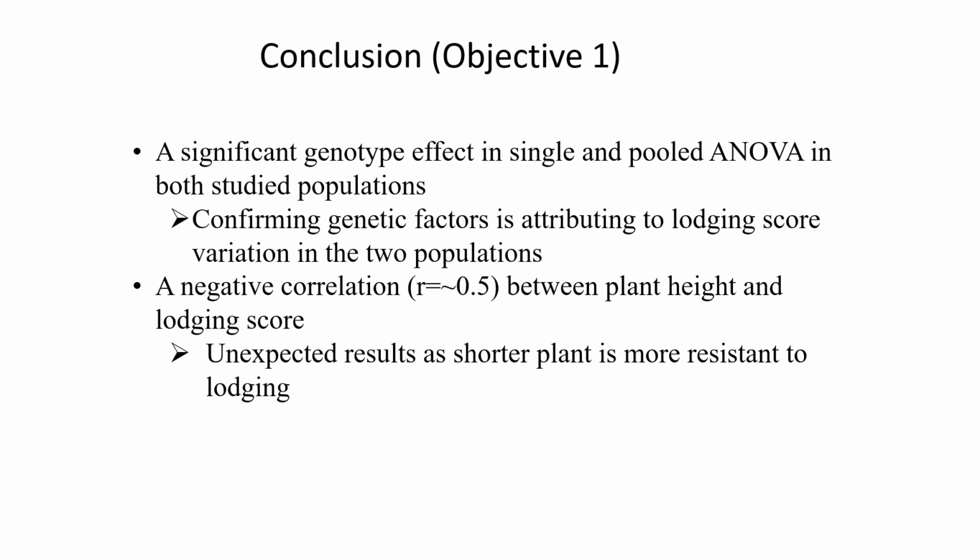In conclusion, for objective number 1, there is a significant genotype effect in single and pooled ANOVA in both study populations, which confirms that there is a genetic factor contributing to lodging score variation in the two populations. There is a negative correlation with an R value of approximately 0.5 between plant height and lodging score. This result is unexpected because we were expecting that shorter plant height is more resistant to lodging.